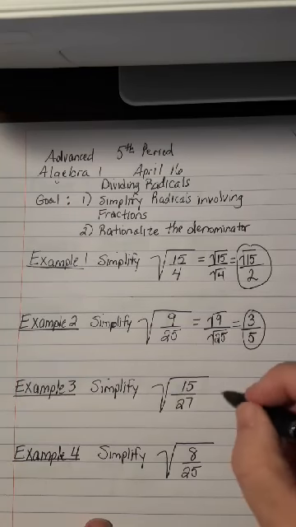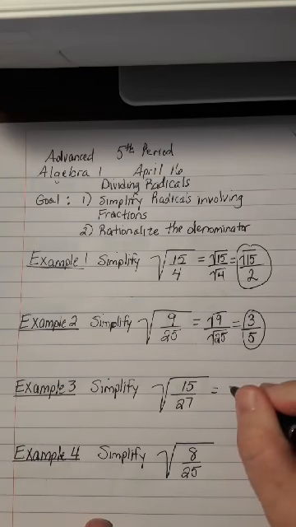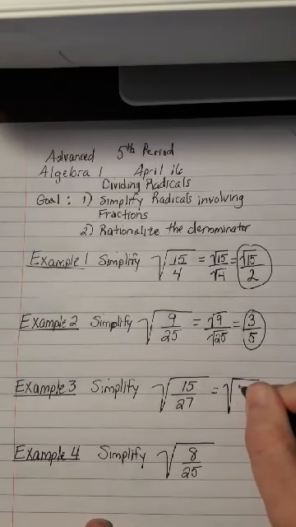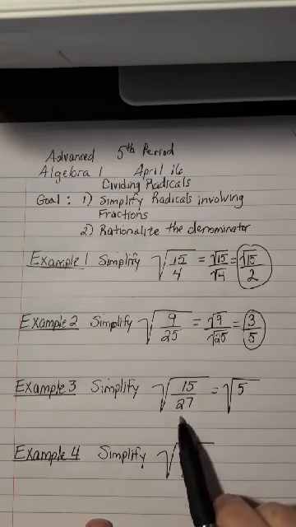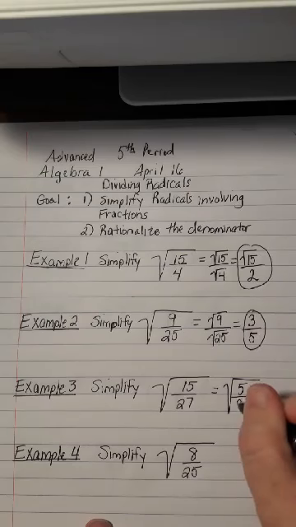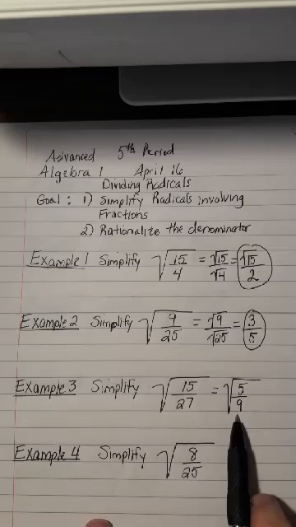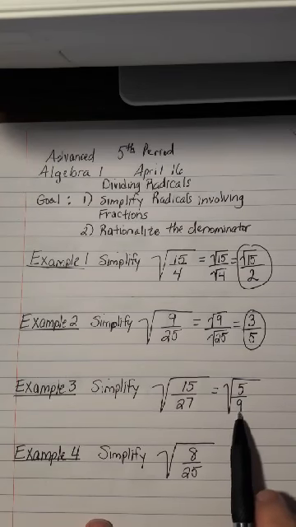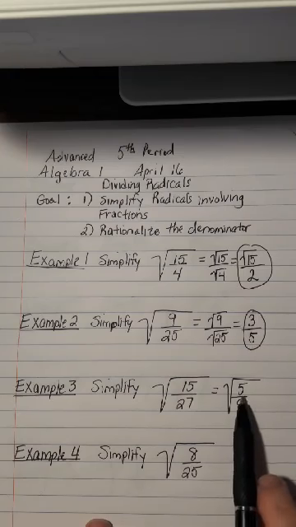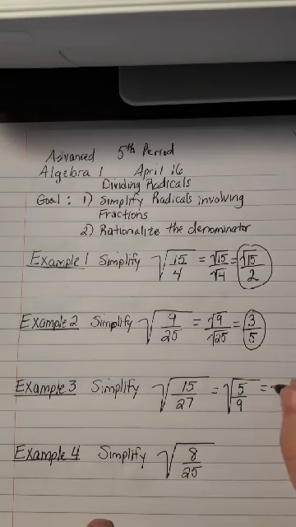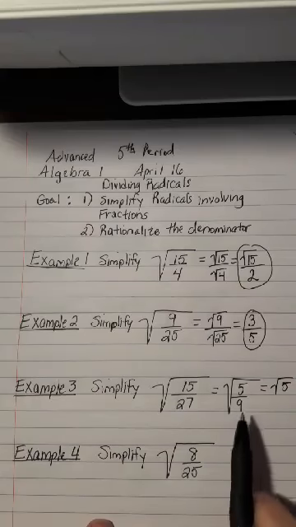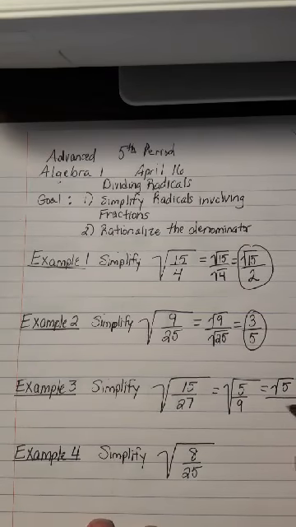15 divided by 3 is 5. And 27 divided by 3 is 9. So you get the square root of 5/9. And once you have that, then you look to see if any one of these numbers can simplify further. And 9 can, because it's a perfect square. So we're going to leave the square root over 5, because square root of 5 won't simplify. But the square root of 9 does simplify, and it comes out of the radical as just a 3. So that is your answer.